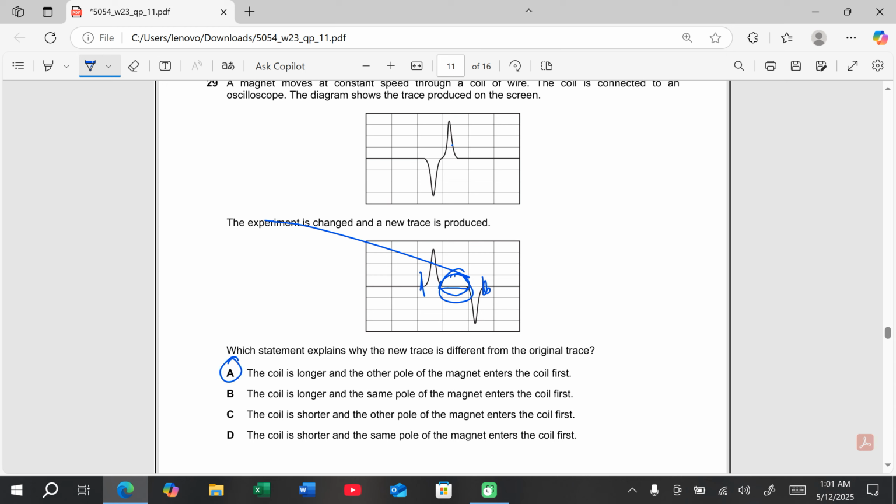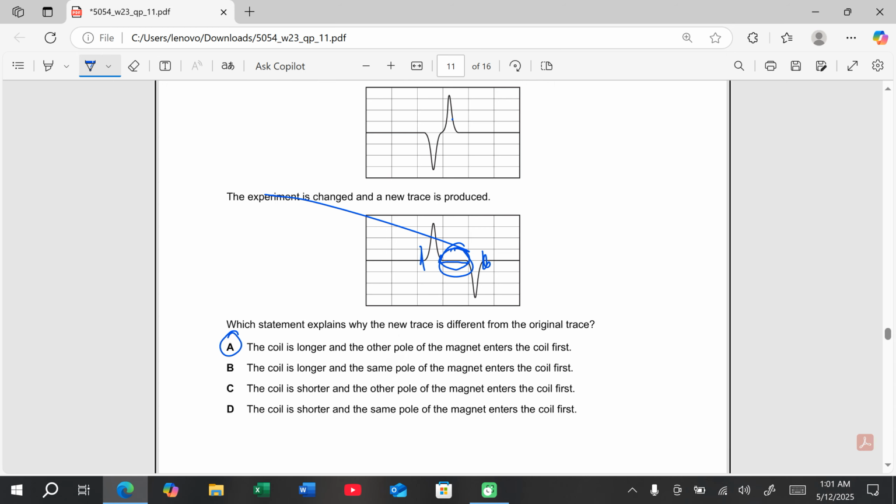The coil is longer and the same pole. No, that's wrong. The coil is shorter and the other pole. That's wrong. The coil is not shorter, because if it were shorter, then it would have a smaller time period. So the curve should be squeezed, not stretched.